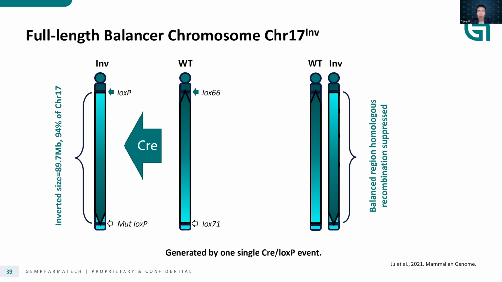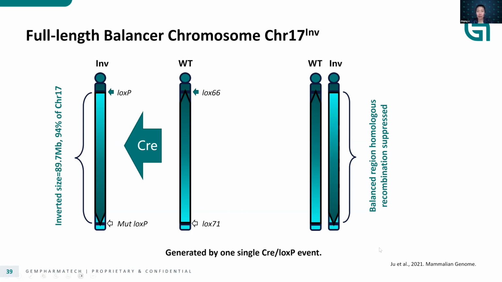Chromosome 17 is a mid-sized chromosome. In order to create this inverted chromosome 17, we used the LoxP system, and this is how it happened. We targeted the wild type with LoxPs, and then we targeted the part that we want to invert, which is 94% of the entire chromosome, using LoxP and a mutated LoxP. And then using the Cre recombinase, we were able to switch the directionality of the wild type chromosome.